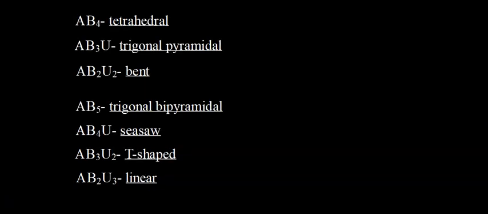Next up, we have AB4. Let's go ahead and draw that. Central atom and four atoms bonded to the central atom. So go ahead and draw these wherever you have room. I'm running out of room a little bit here. So we have the central atom, four bonded atoms to the central atom. The molecular geometry and electron geometry, for that matter, are tetrahedral.